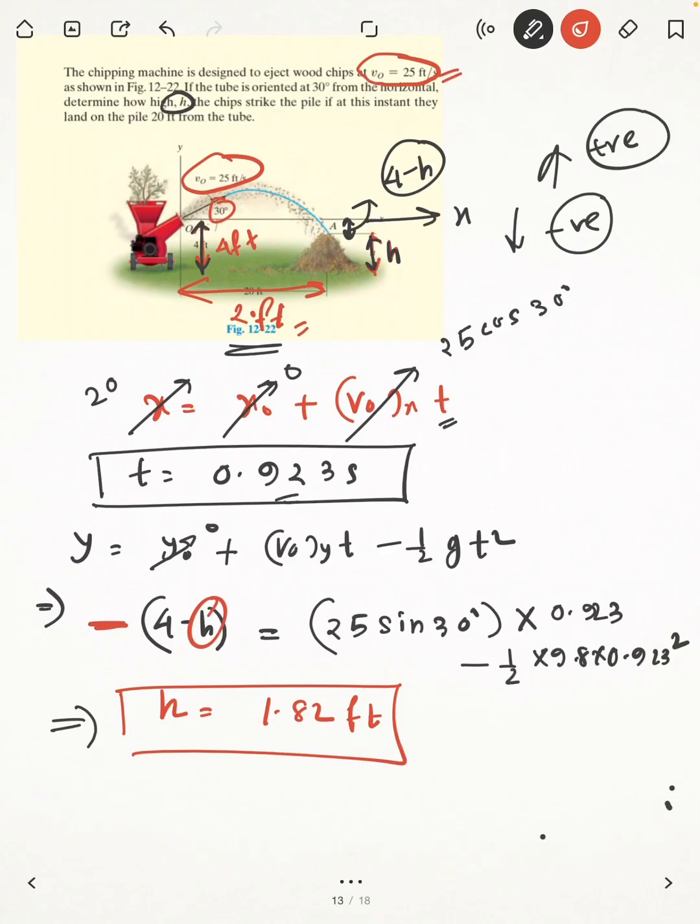And do remember to use this negative sign. You know why? Because you see this is the length which is 4 minus h, and that is below the x-axis, so it's supposed to be negative. So that is actually the answer.